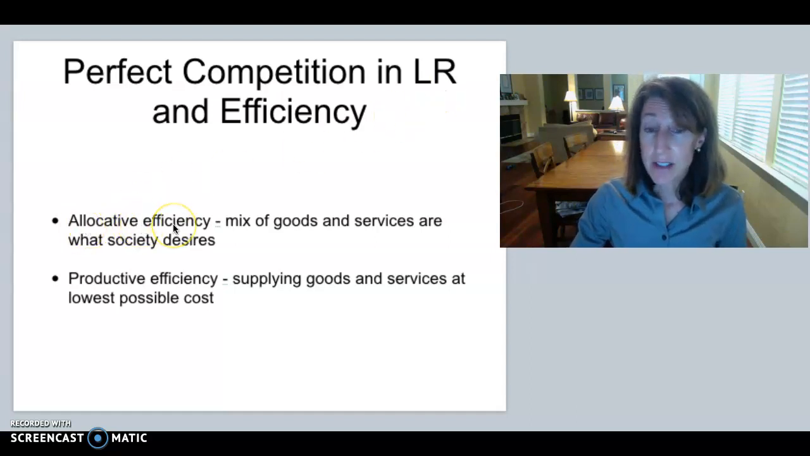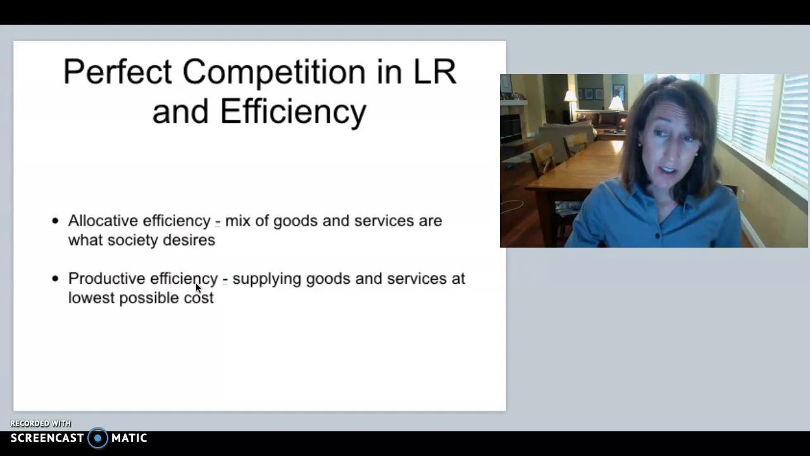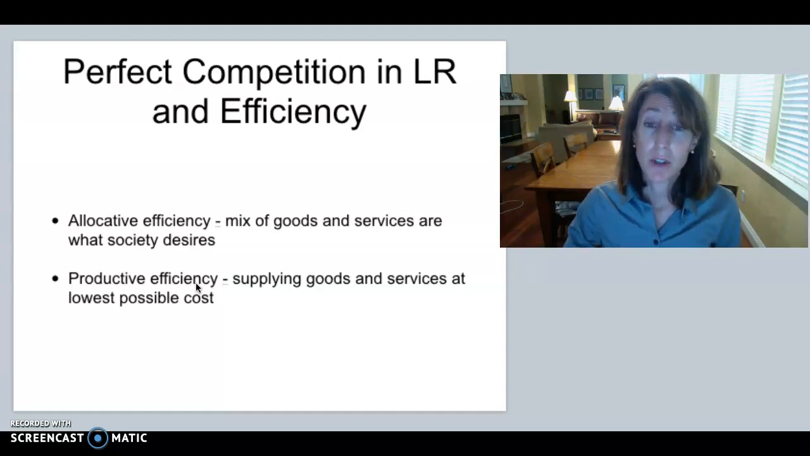It's allocatively efficient, remember that? I think that was chapter 1. There's a mix of goods and services that our society wants. It's the correct quantity. It's also productively efficient. These firms are going to be supplying their goods and services at their lowest possible cost.